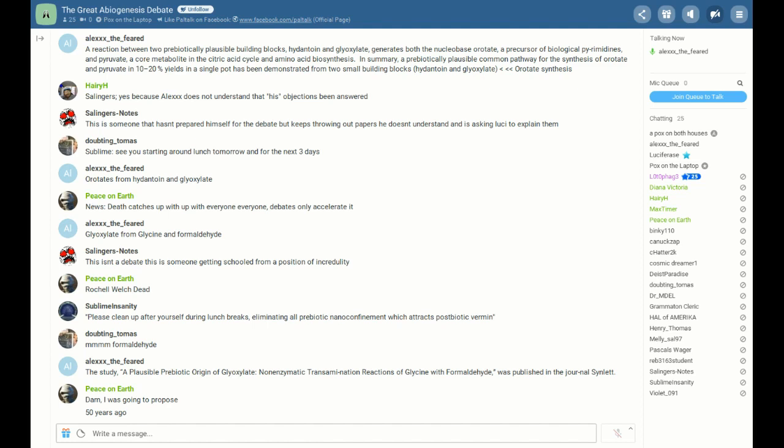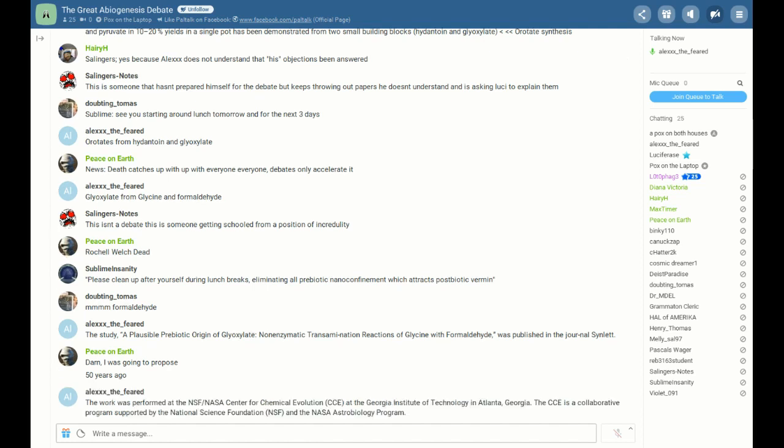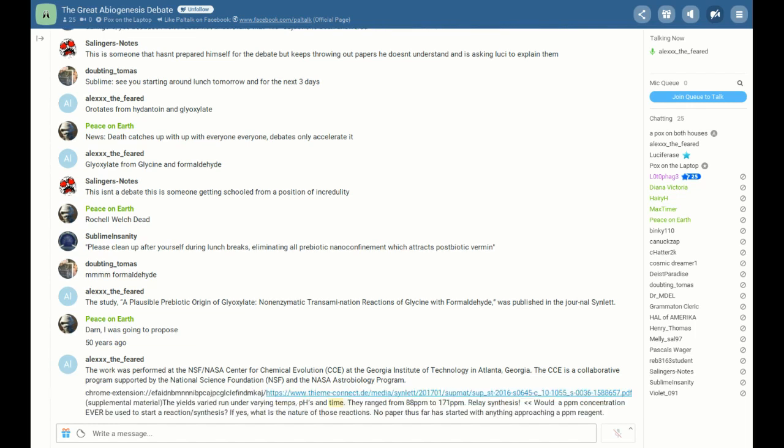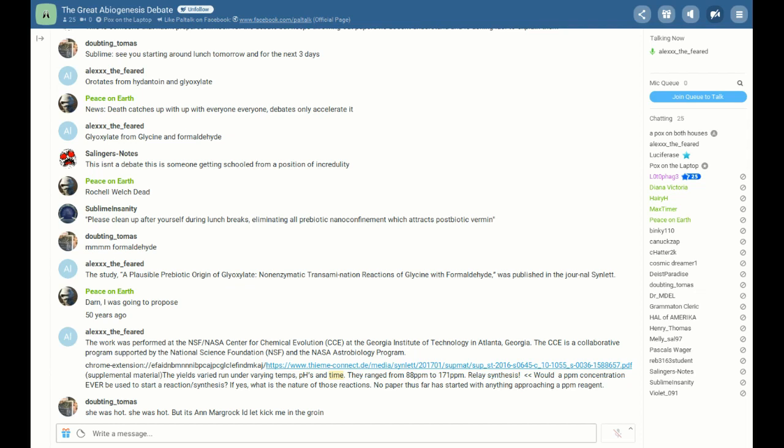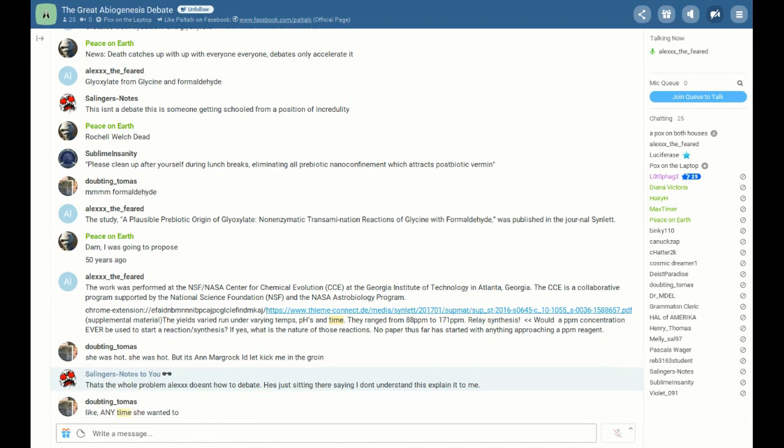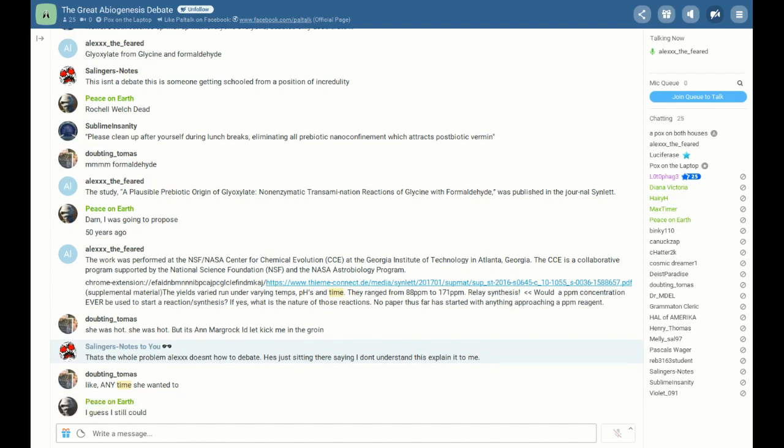So here's some material for you. Just to summarize, we want orotate, but we've got to get orotate from hydantoin and glyoxylate. And glyoxylate we've got to get from glycine and formaldehyde. Well, there is a way of synthesizing that. Let's look at it. And there it is. And let's see what we get. So there's the experimentation. In the supplementary material, the yields varied under varying temperatures, pHs and times. They range from 88 parts per million to 171 parts per million.